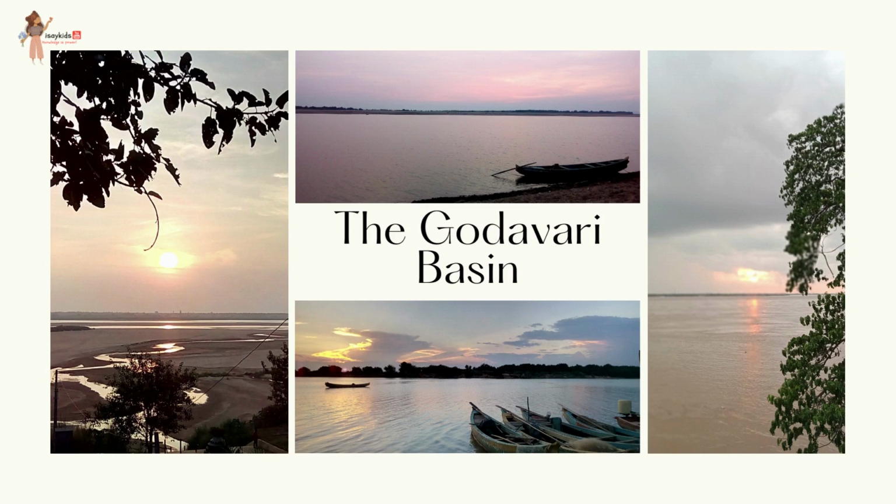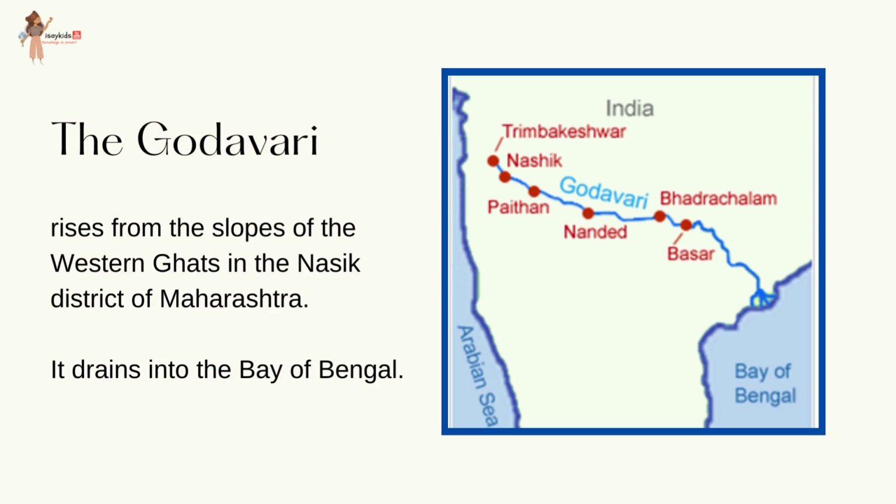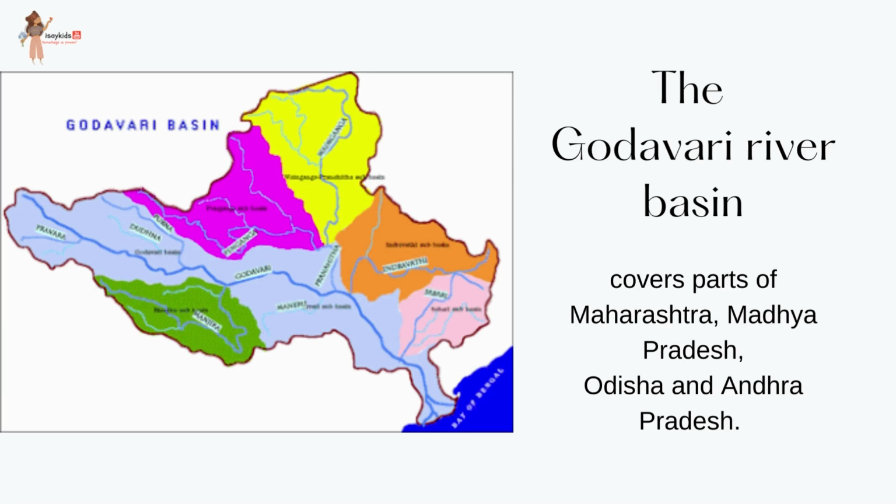The Godavari is the largest peninsular river. Its length is about 1500 kilometers. It rises from the slopes of the Western Ghats in the Nasik district of Maharashtra. It drains into the Bay of Bengal. Its drainage basin is also the largest among the peninsular rivers. The basin covers parts of Maharashtra.